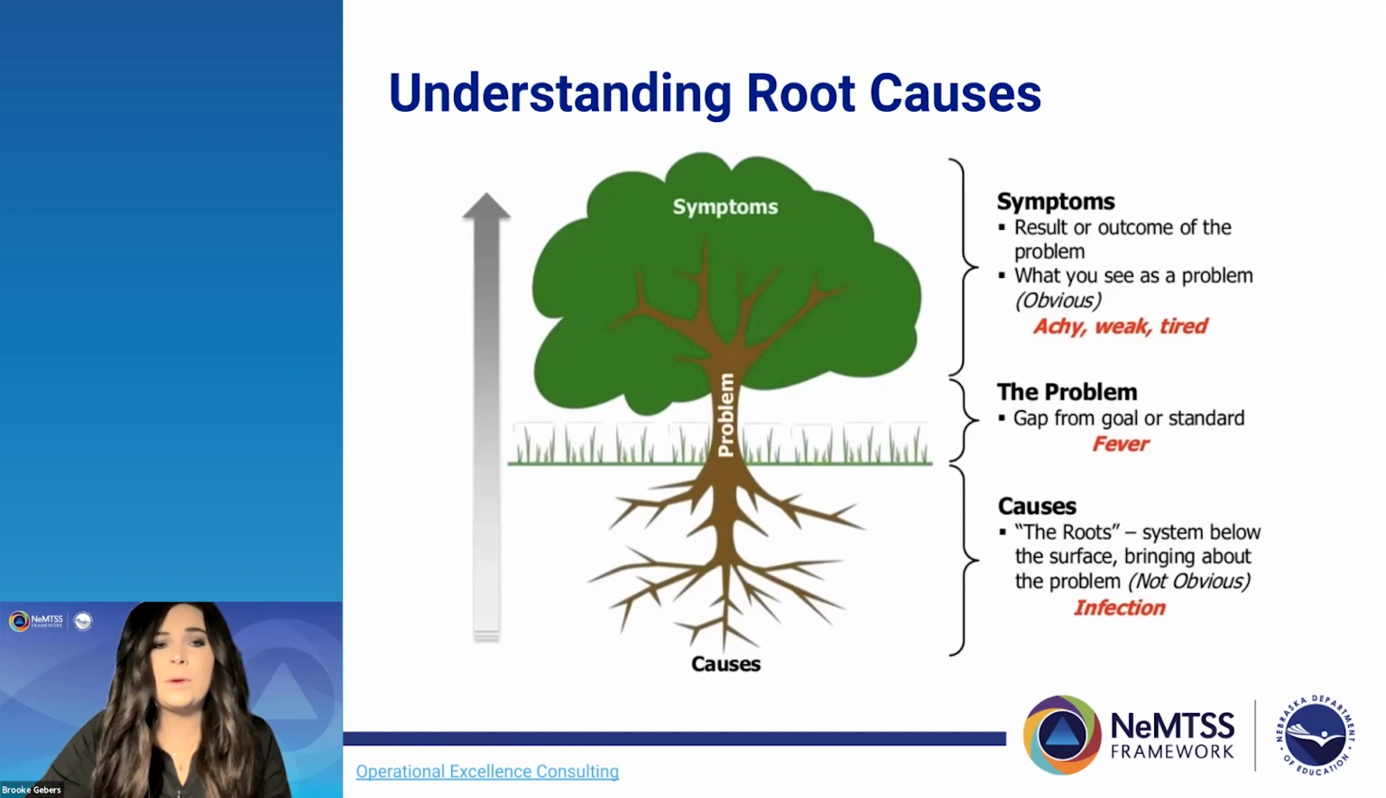Finally, the roots represent the system below the surface that are actually bringing about or causing the problem. In this analogy, the cause of the problem, or fever, which is presenting itself in the symptoms of body aches and fatigue, is actually an infection. In this analogy, then, only taking Tylenol or ibuprofen for your body aches and fever would never cure the infection that is the root cause. To reiterate the quote from before, when solving problems, we need to dig at the roots instead of just hacking at the leaves.